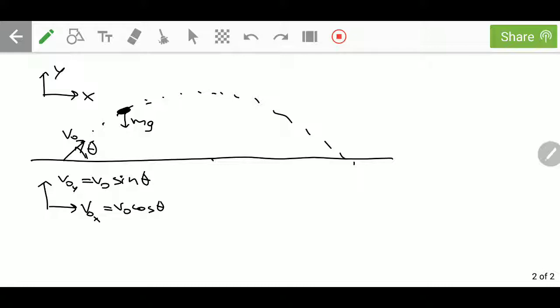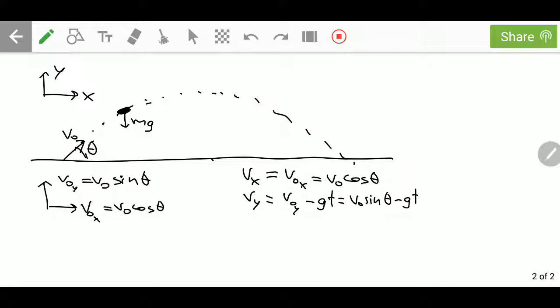And so what we can do is fairly easily solve for v sub x and v sub y as a function of time. So v sub x will always be v0x, which is v naught cosine theta, because there's no force in the x direction, while vy will be v naught y minus gt. And so that'll be v naught sine theta minus gt.